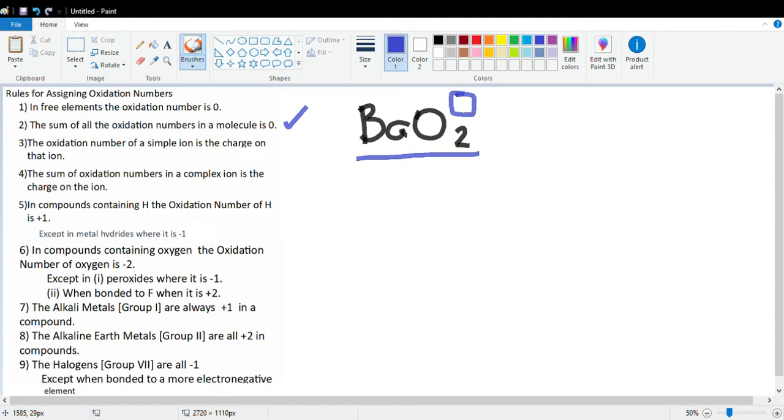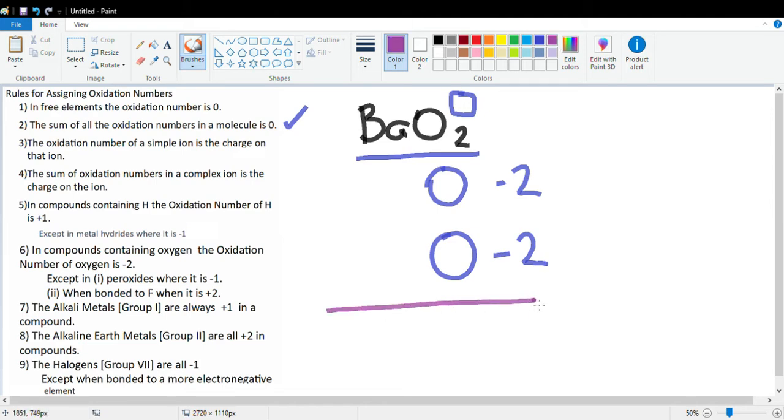So therefore, we can go ahead and we can say that our two oxygens, I've got two oxygens here, and both of those are going to be -2. -2 and -2. Now, barium, therefore, just based on rule 2 up there, barium is going to have an oxidation number that cancels these two oxygens out. Overall, we need all of this to add up to 0. So barium is going to have to be +4.